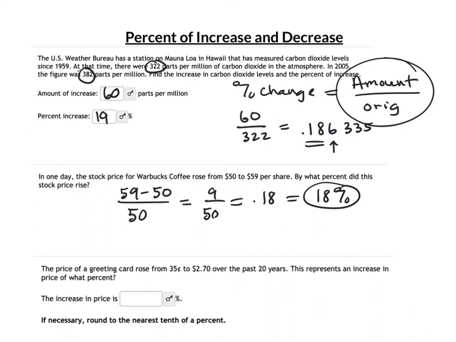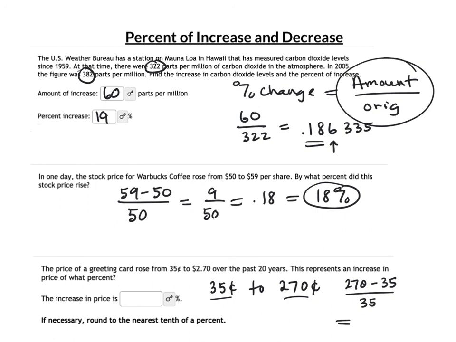The price of a greeting card rose from 35 cents to $2.70 over the past 20 years. What kind of increase is that? That's a lot. So we're basically going from 35 cents to 270 cents. $2.70, we have to have it in the same kind of unit, is 270 pennies. So we subtract the two, new minus original, that's 270 minus 35, and then we divide by the original 35.